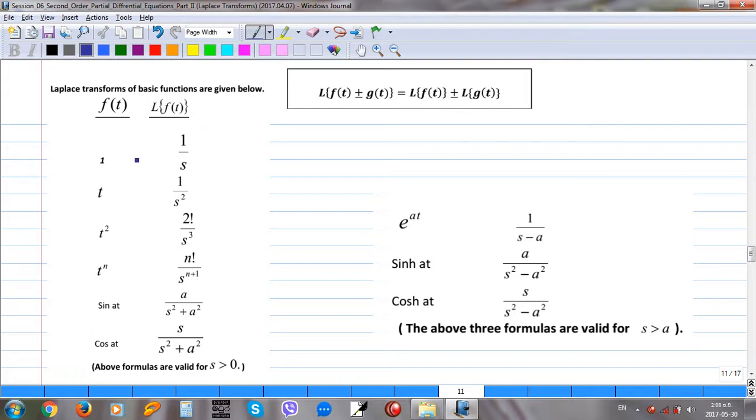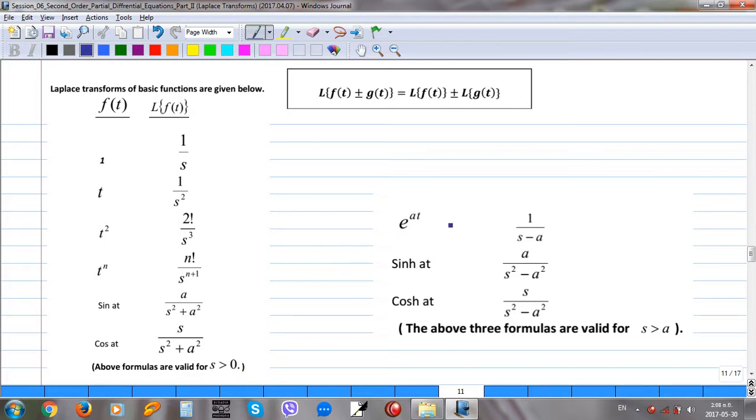For the basic functions, if f(t) equals 1, the transform is 1 over s, as we proved. For t, it is 1 over s squared. For t squared, it is factorial 2 over s cubed. And if it is t to the power n, that is factorial n over s to the power n plus 1. If sin at, it is a over s squared plus a squared. Then cos at is s over s squared plus a squared. The above formulas are valid for s greater than 0.